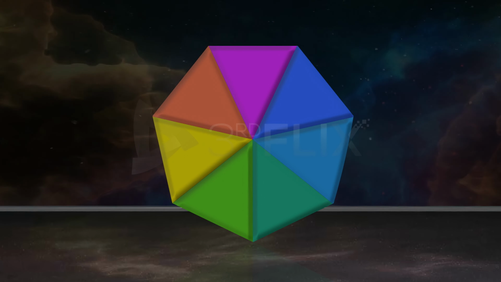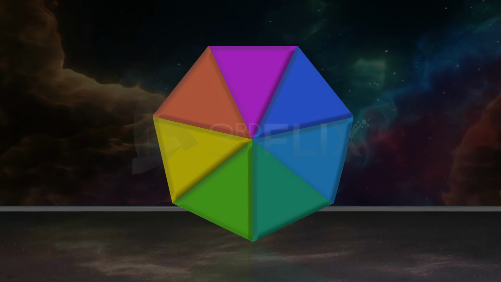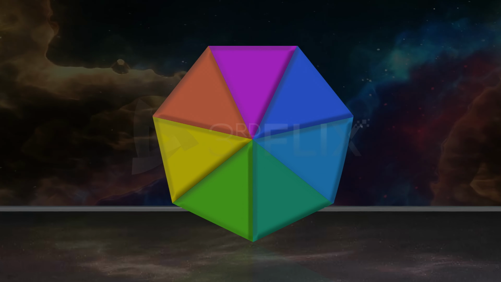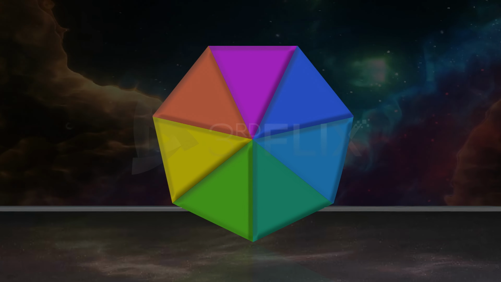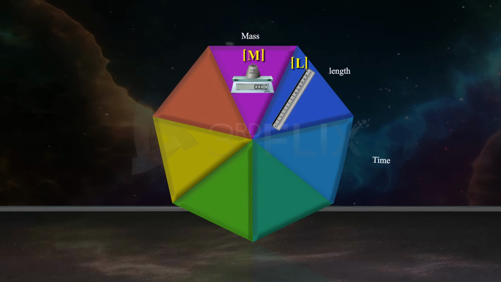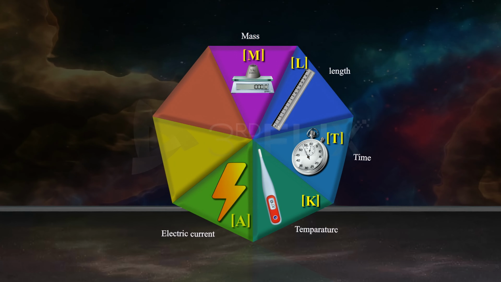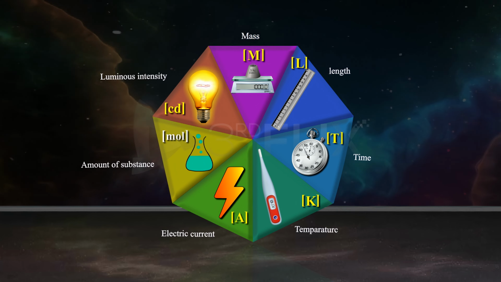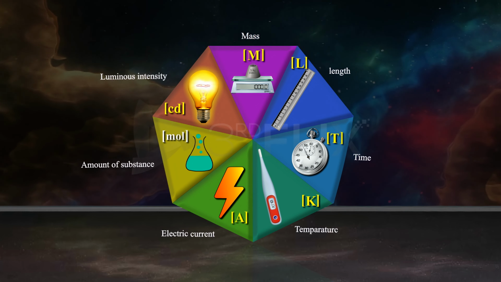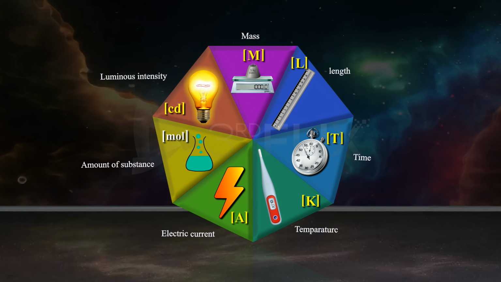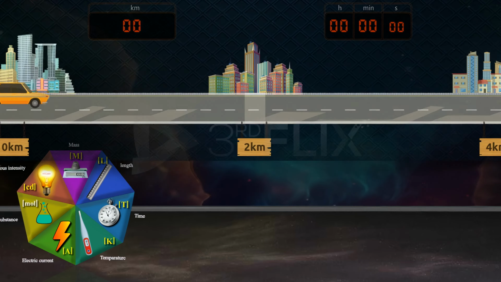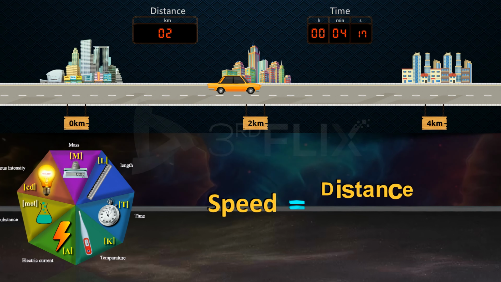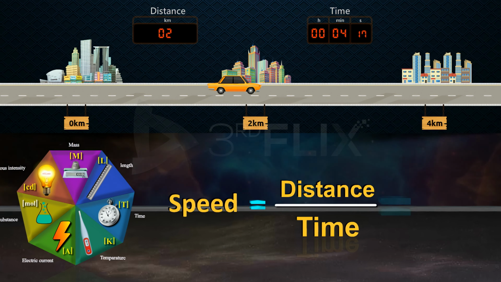Each fundamental quantity is considered to have an independent dimension in physics. The 7 fundamental base quantities, namely mass, length, time, temperature, electric current, amount of substance, and luminous intensity, are represented with symbols inside the square brackets as shown. Any other derived quantity can be expressed in terms of some combination of these 7 fundamental quantities.